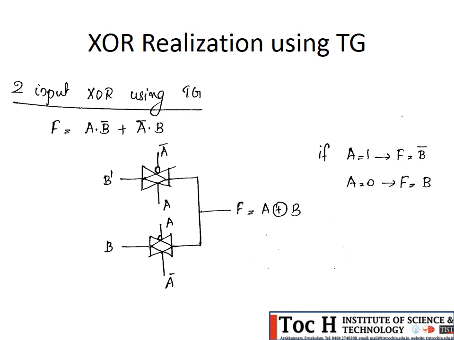So you can check, if A equal to 1, what happens? Then F is equal to B bar, and when A equal to 0, then it will pass F is equal to B. So if you write the truth table and apply all the inputs, you can see this is nothing but F is equal to A XOR B.